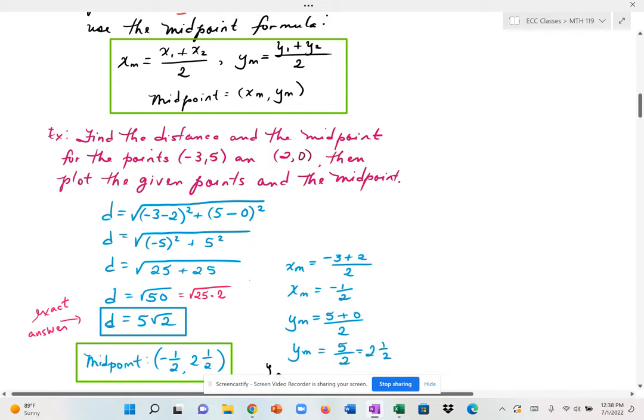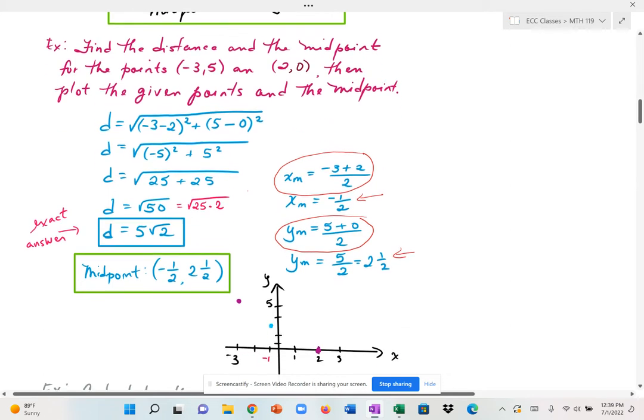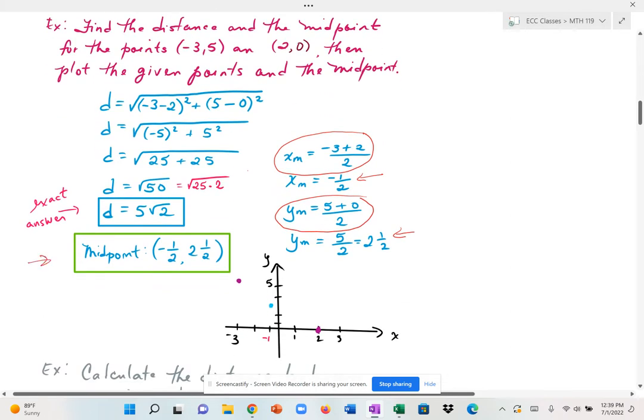Now to find the midpoint, I have to take the two x values, add those up, and divide by 2. So my x coordinate is -1/2. Do the same thing for the y value. Add the two y's and divide them by 2. So the y coordinate is 2.5. So my midpoint is negative a half, 2.5.